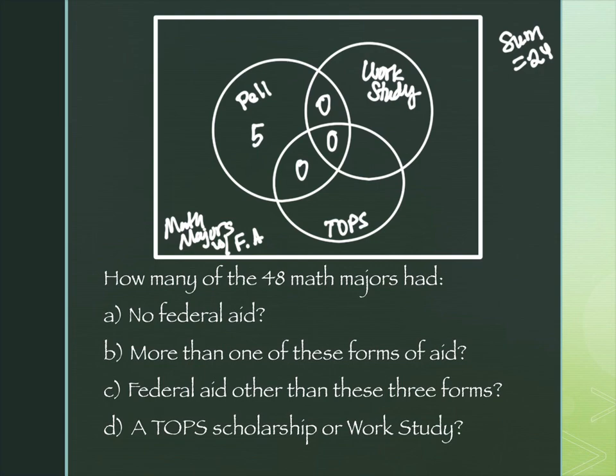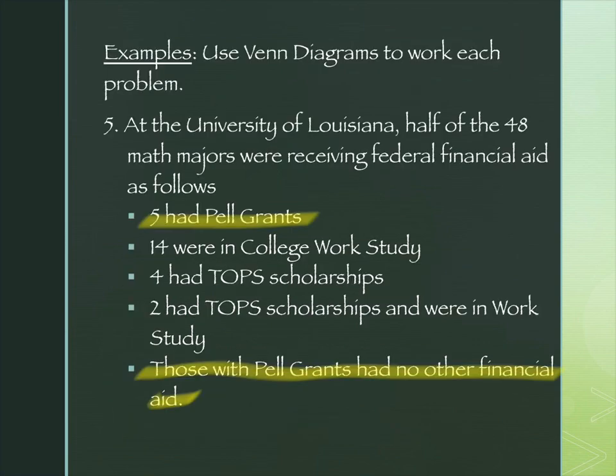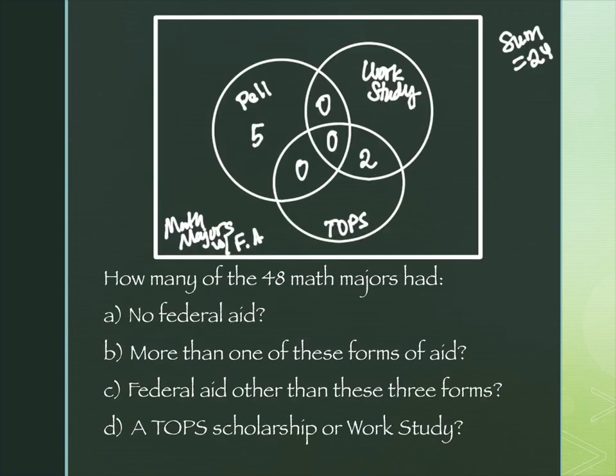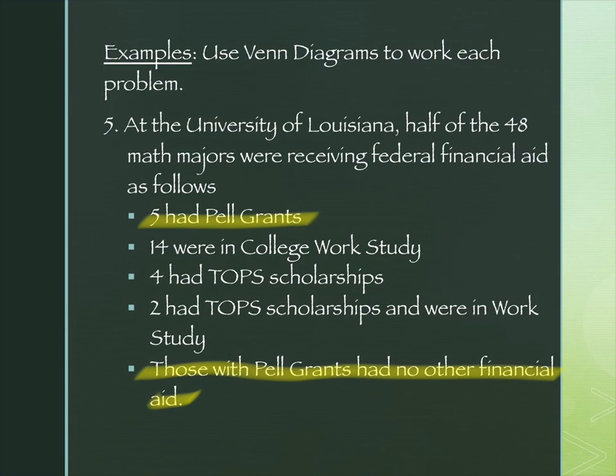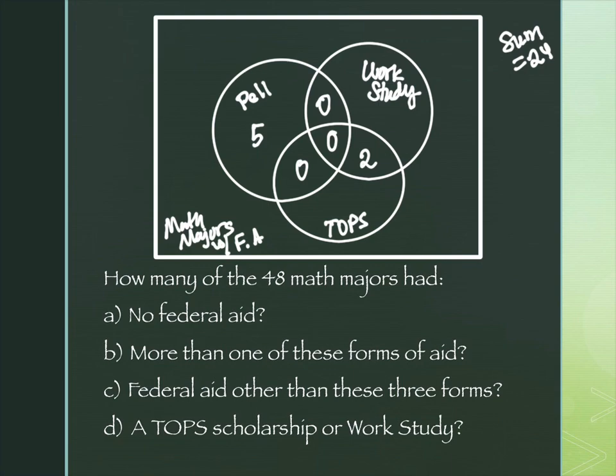So I don't want to go just straight to the TOPS one next, though. What might I want to do first? Yeah, the 2 that had TOPS and work study. So I have 2 with TOPS and work study. That's out here. Then I can go to TOPS. All right, how many had a TOPS scholarship? 4. So how many is going to go out in the TOPS outer circle? 2 more. Why is it 2 and not 4? It shares the 2 with the work study, right? The entire circle has to add up to 4.